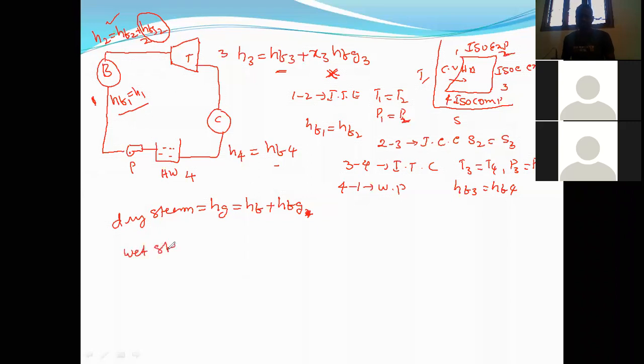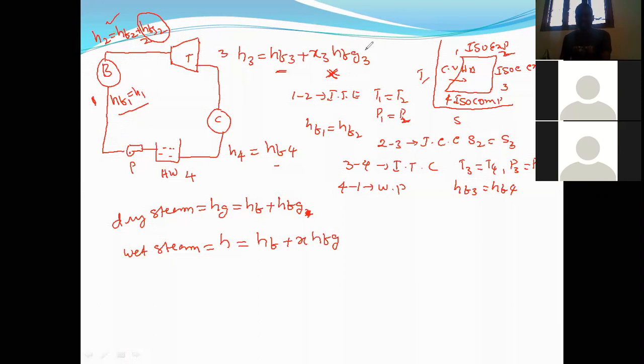What is the general wet steam formula? HF plus HFG. We are not writing it as HG, it is simply H only. So what is the wet steam formula? H is equal to HF plus X into HFG. That is the reason at point 3 it is wet steam, so we write H3 as HF3 plus X3 into HFG3.